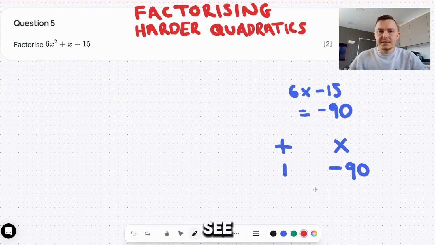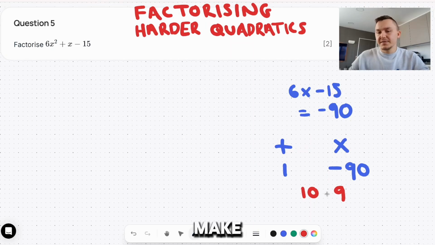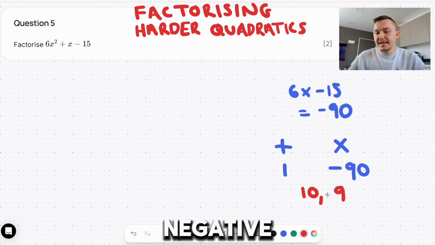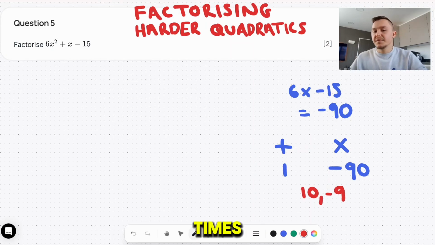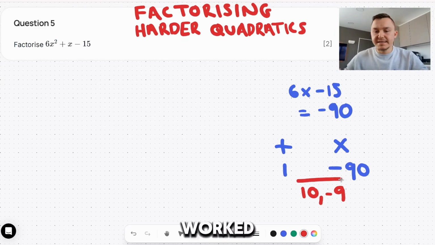And I can see, or I can kind of imagine in my head, that 10 times 9 is 90, and the difference between these two numbers is 1. So I could probably make this work if I make the 9 a negative 9. 10 times minus 9 is minus 90, and 10 take away 9, so the sum of these is 1. So that works.